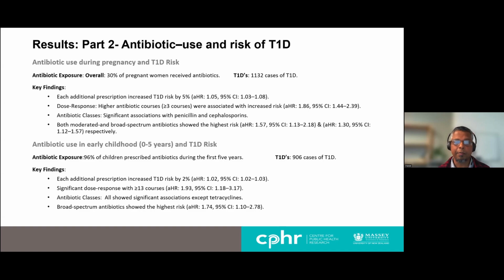Now here we had a number of categories, because during the first 5 years of life, there's quite a large number of antibiotics that the children were prescribed. So we saw that with greater than or equal to 13 courses of antibiotics, the risk of type 1 diabetes increased 93%. For this one, in terms of antibiotic classes, all the classes showed significant association except for tetracyclines. And I think one of the reasons is that tetracyclines was the least prescribed antibiotic, and we didn't have the power to find any association. Again, broad spectrum antibiotics showed the highest risk of type 1 diabetes, which is a 74% increased risk.